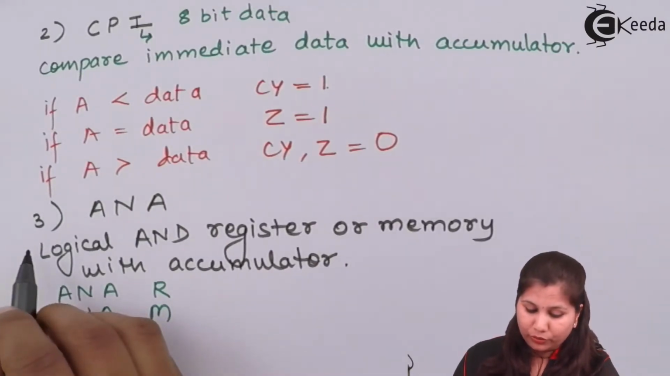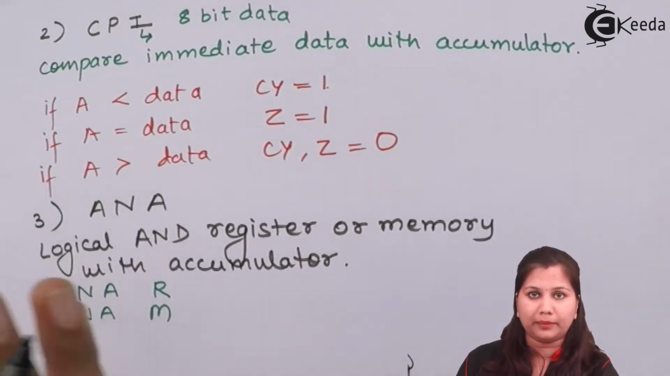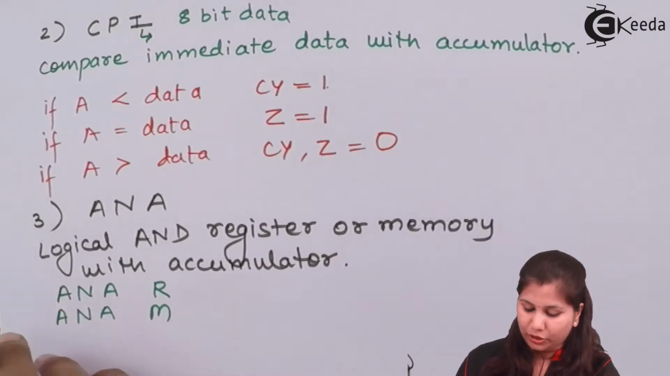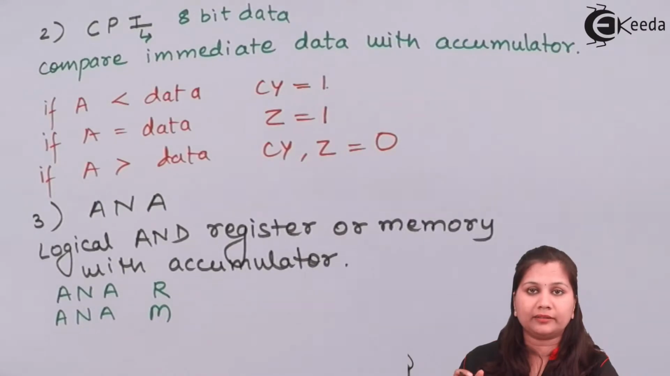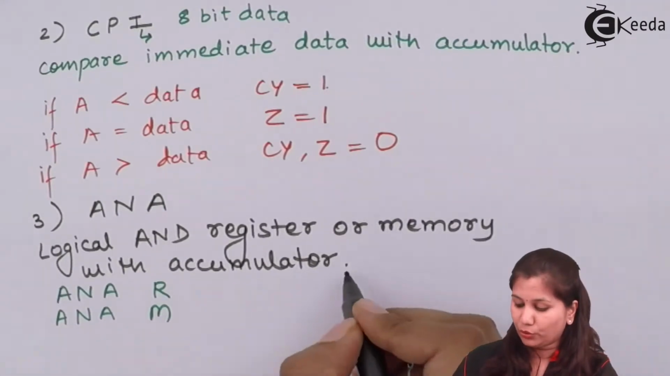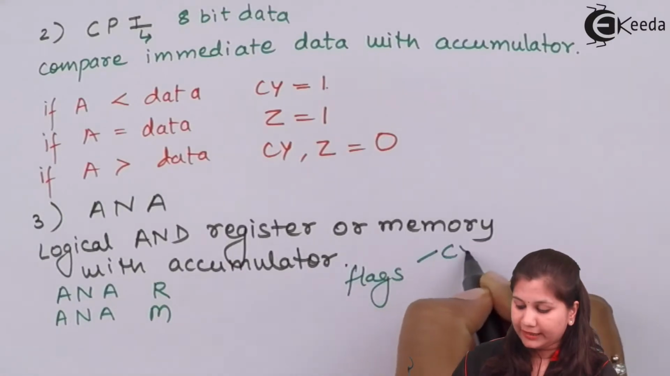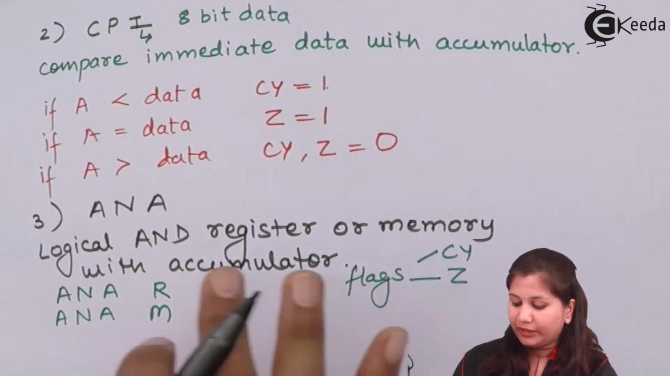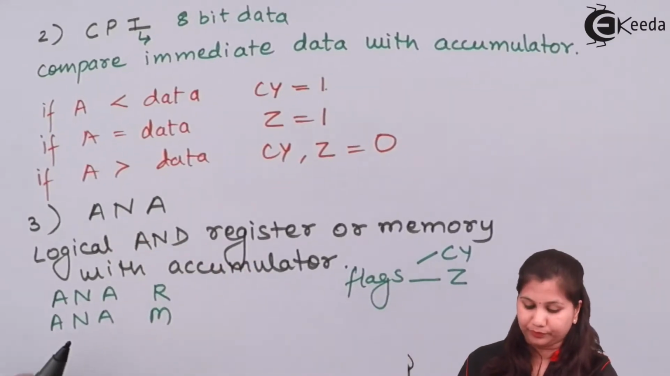So it is going to logically AND the contents of the accumulator and the contents of the register or the memory location, and whatever will be the result, the effect of it will be shown in the flags. Like if carry is there or zero flag is affected, then we can check the conditions of these flags also.